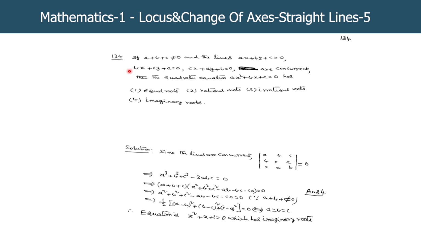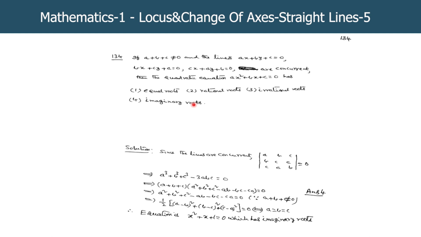134. If A plus B plus C is not equal to 0 and the lines AX plus BY plus C equal to 0, BX plus CY plus A equal to 0, CX plus AY plus B equal to 0 are concurrent, then the quadratic equation AX square plus BX plus C equal to 0 has: 1, equal roots; 2, rational roots; 3, irrational roots; 4, imaginary roots. All of you know that for the concurrence of three lines, the condition is that the determinant formed by their coefficients is equal to 0. So here the determinant formed by the coefficients of the lines, A, B, C; B, C, A; C, A, B, is equal to 0.